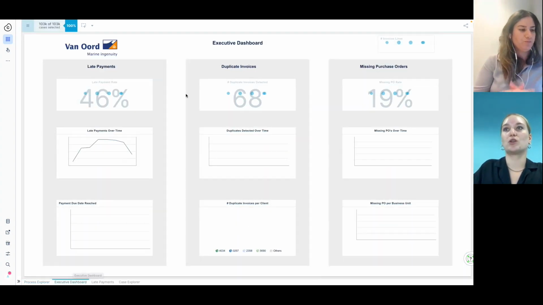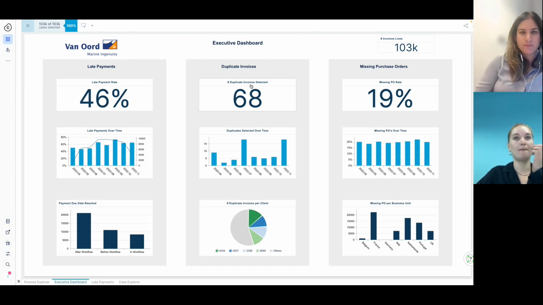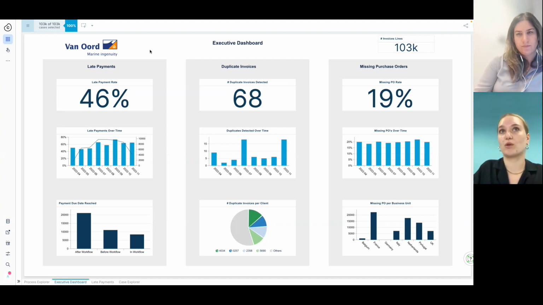So I've prepared a dashboard here that kind of summarizes what we're going to talk about today. So first thing is late payments. As an organization that processes hundreds of invoices on a weekly basis, it's also difficult to keep an overview of what is paid on time or not. And a lot of accounts payable departments struggle with an on-time payment rate. So we're going to focus on the late payments and how we enable more transparency to understand why invoices are being paid late. We are also going to look at duplicate invoices.